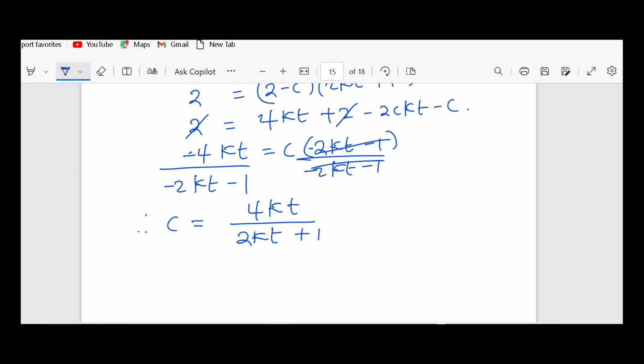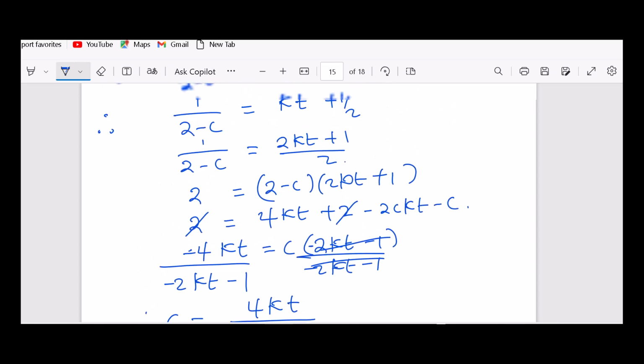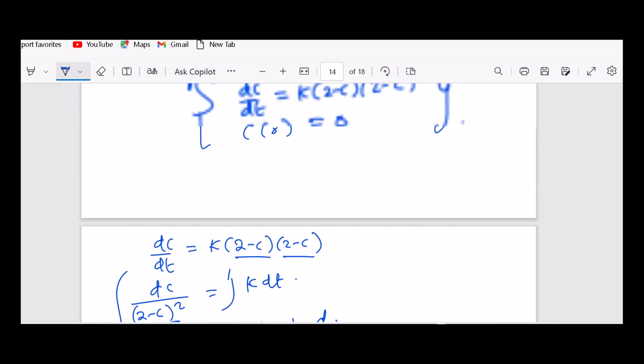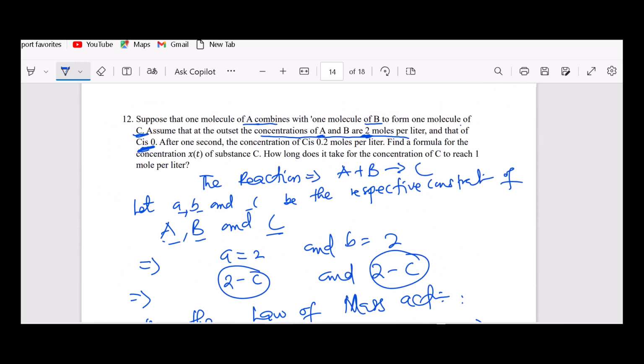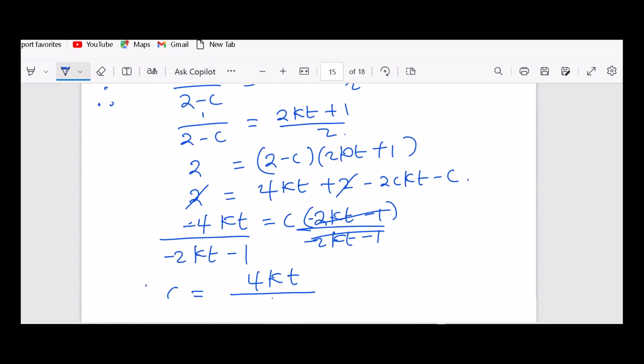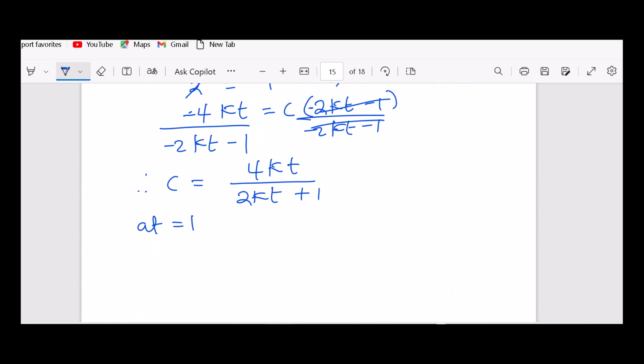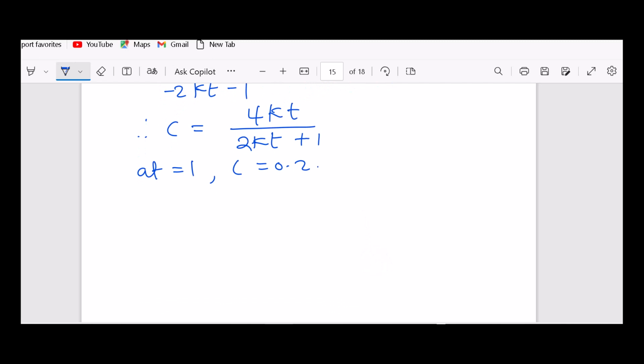So right now, but they said after 1 second, the concentration is this per liter. Find a formula for the concentration. Okay, so C is equal to 0.2. So that's what we are going to do.